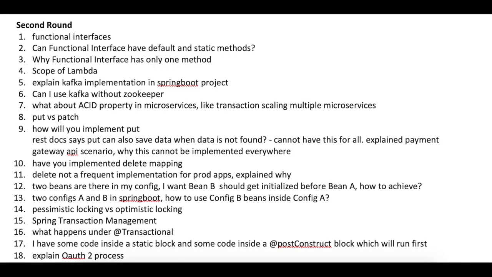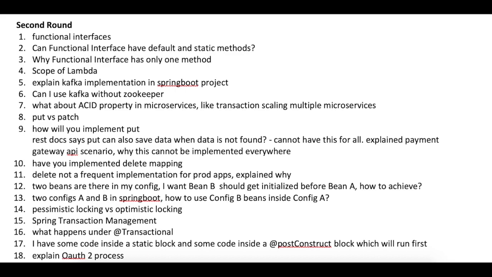The next question was: explain the Kafka implementation in a Spring Boot project. Basically, it's asking how you will implement Kafka in a Spring Boot project. You can explain the different ways of implementing Kafka in a Spring Boot project. There are two ways: one is the auto configuration method, and another is manual configuration. You'll have to define your producer config and your consumer config and all the stuff inside, and then make use of the KafkaTemplate and all those things. So you can explain these things.